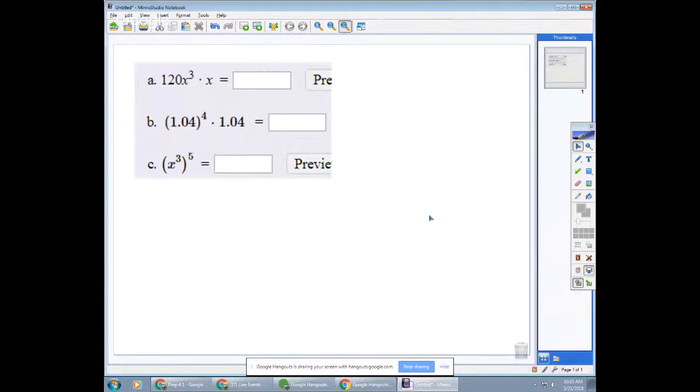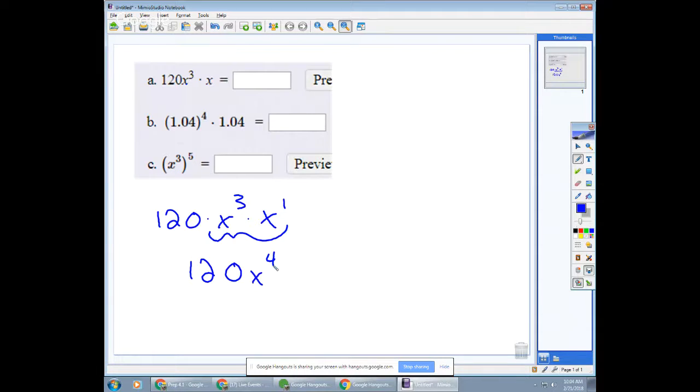All right, so for these here, it's just A. I got the other two. So A has got 120 times x to the third times x. Remember, anything next to each other like that is just multiplication, and you can multiply in any order you want. So here, it makes sense to combine the x's together. And that x is just the same as x to the first. So how many x's are being multiplied? 4. 4 of them, yeah. So this would be the same thing as 120 x to the fourth power.